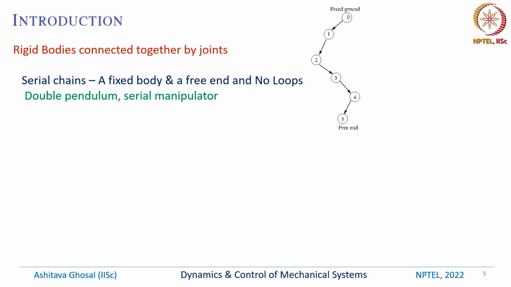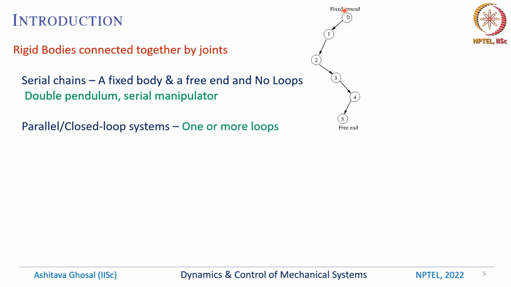A schematic way of looking at a serial chain is that there is something called a fixed ground, and this is sometimes also called the zeroth rigid body. It is connected to another rigid body, which is 1, and then 2, 3, 4, and 5. These are all different rigid bodies, and they are connected in a series. So 0 is connected to 1, 1 is connected to 2, 2 is connected to 3, and so on. At the end, there is one which is free, and in the beginning, there is something which is fixed to the ground.